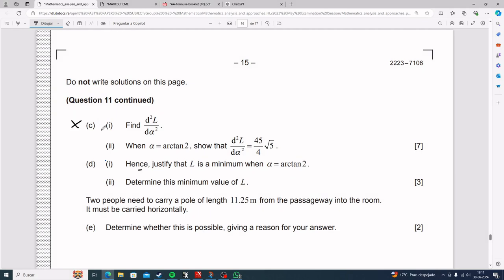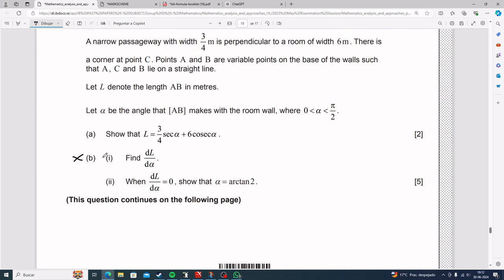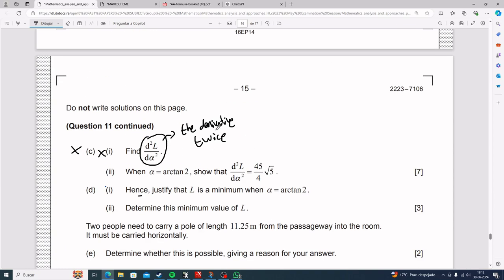Alright, guys, and now for part C, part I, we need to find this. Now this, just so that we're all on the same page, is really just asking for the derivative twice. And so if from part BI, we did the derivative in respects to alpha once, here we need to do the derivative twice, or you can also think about it as you're doing it again.